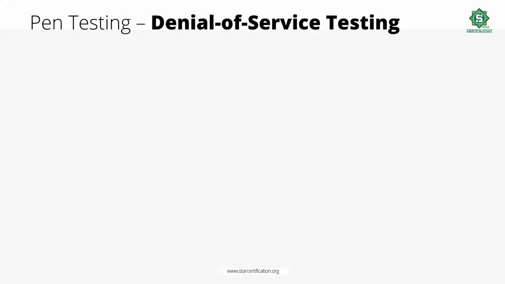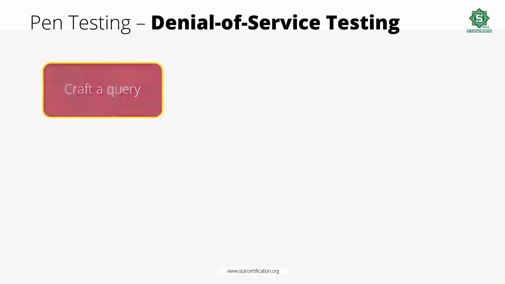Denial of service testing. After data validation testing, denial of service testing is performed by the following steps. First step is to craft a query that does not return a result and includes several wildcards. Also, include testing manually or employing a fuzzer to automate the process.